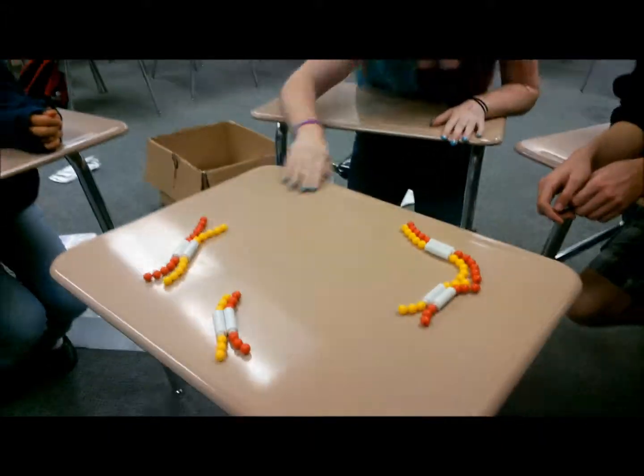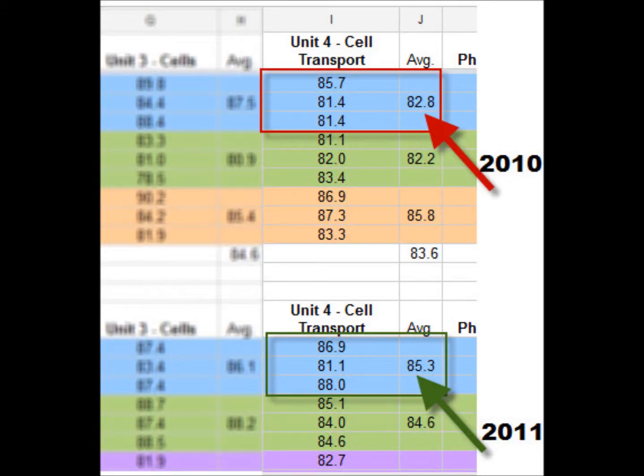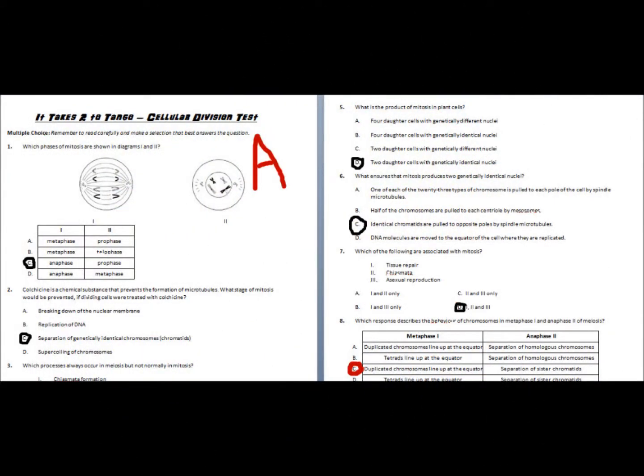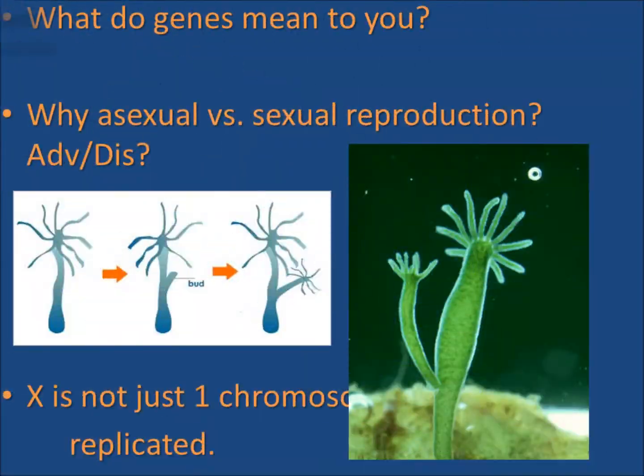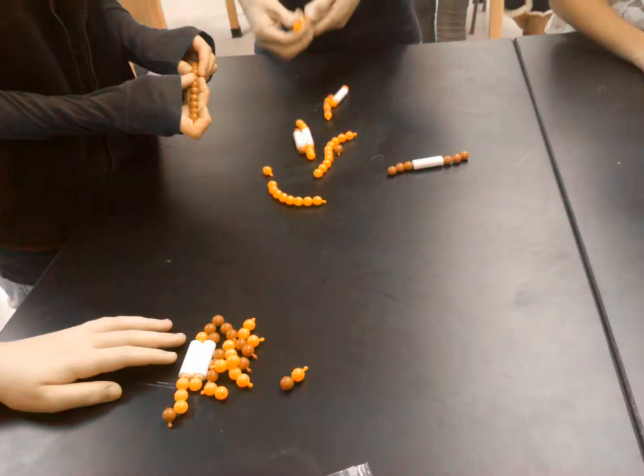The best way to measure their success, quantitatively, was to compare the students' test averages from last year to this year. Now that there have been major changes to the way that this class is run, along with new activities to enhance and hopefully ingrain cellular division into their heads.